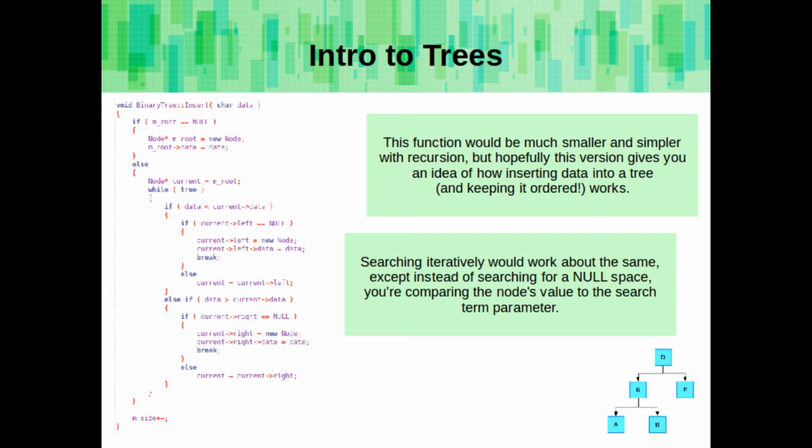This function could be much smaller and easier to follow if we made it recursive, but hopefully this version gives you an idea of how inserting data into a tree and keeping it ordered would work. Searching iteratively would work about the same, except that instead of searching for a null space, you're comparing the node's value to the search term parameter.